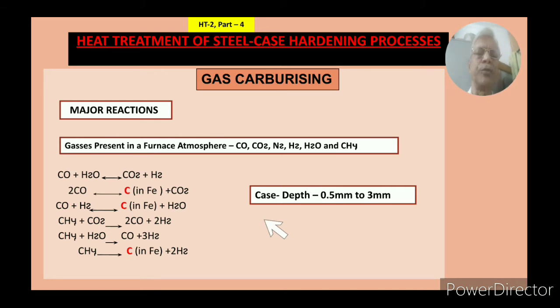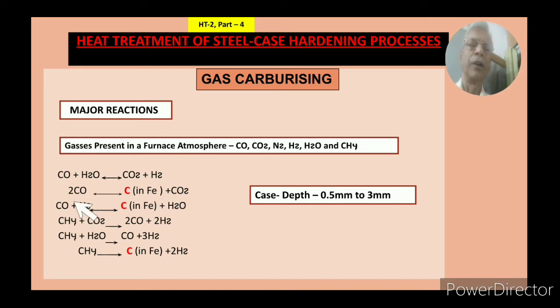Now, what are the major reactions which take place in this particular gas carburizing? First of all, gases which are present in the furnace atmosphere are carbon monoxide, carbon dioxide, nitrogen, hydrogen, water, and CH4, methane. These two, CH4 and CO, are primarily responsible for giving a hard case. Now you see the various reactions which take place, like CO plus H2O forms CO2 and H2. Then this 2CO is a reversible reaction. It breaks into carbon, which goes into the surface, plus CO2.